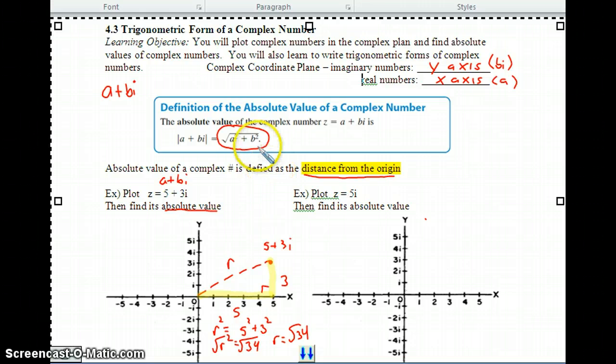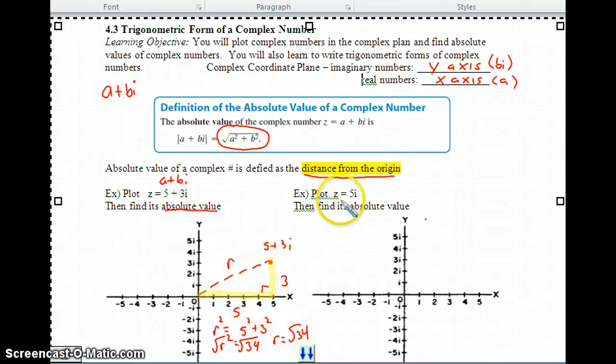And that's essentially what this formula up here is doing. You're taking the a value, which in ours was 5. You're taking the b value, which in ours was 3. You're squaring them, adding them together, and then taking the square root. So we're just using the Pythagorean theorem to find this distance.